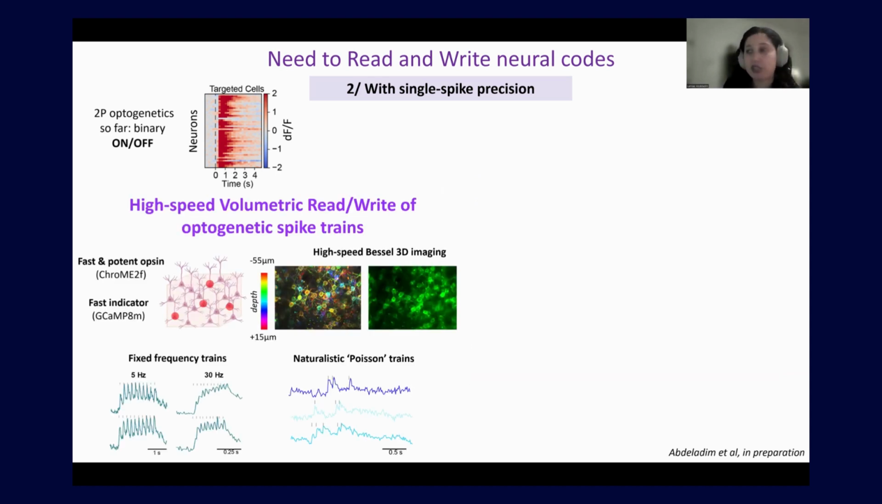To go beyond this limitation, we first developed a new viral construct, merging a potent opsin, Cron2F, with a fast calcium indicator, G-Combite-M. To get full 3D, we then built a new microscope that combines 3D holography with high-speed volumetric Bessel imaging, which records a full 3D volume in a single-shot 2D projection. With all these combined, we were able to read and write in full 3D precise optogenetic spike trains with single spike precision up to the Nyquist limit, as you can see in this trace example.